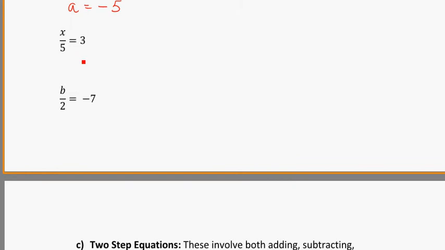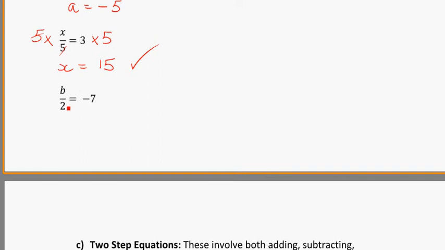For the next one, there's a 5 underneath. That means it's divided by 5. So we're going to undo the dividing by 5 by doing the opposite. We're going to multiply both sides by 5. Now if there's a number on the top and a number on the bottom that's the same, it's equal to 1, and so we're left with x equals 15, which is what we want.